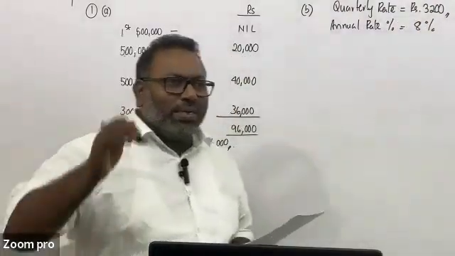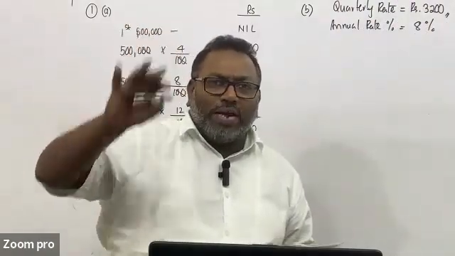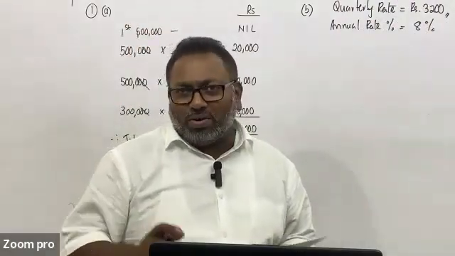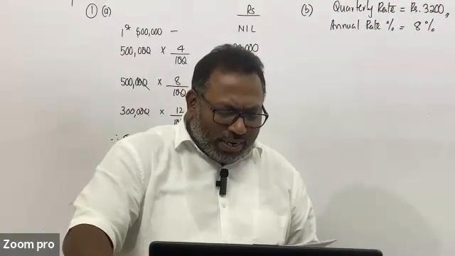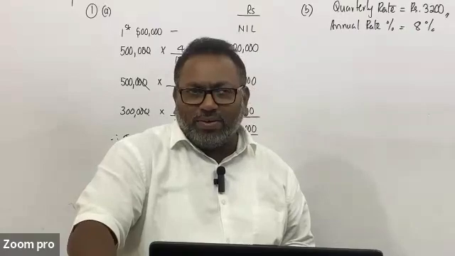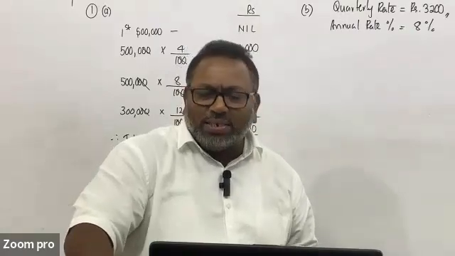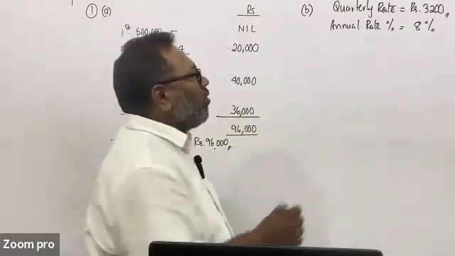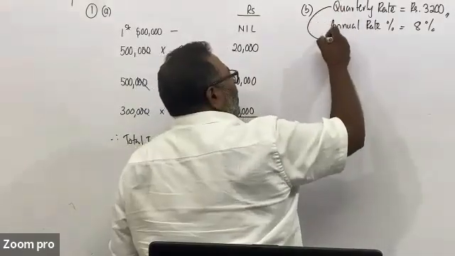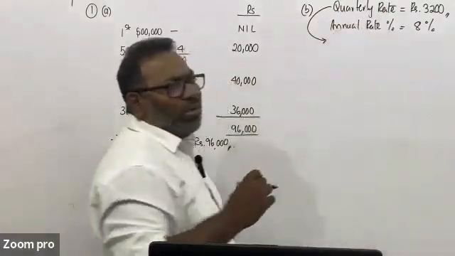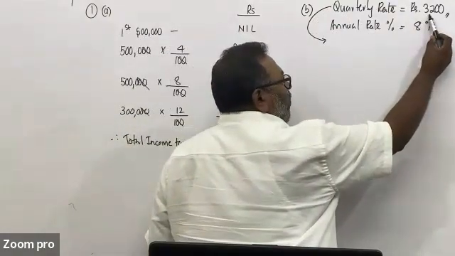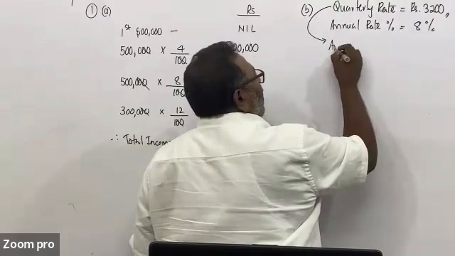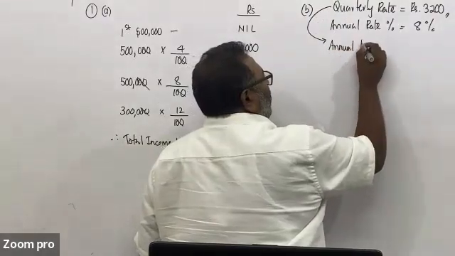Right? What is this 8%? 8% on the value of your business or your building. They're saying find the annual assessed value of the building. So first what you need to do, you need to convert this quarterly amount to annual. So if it's 3,200 for a quarter, your annual rate is going to be how much?